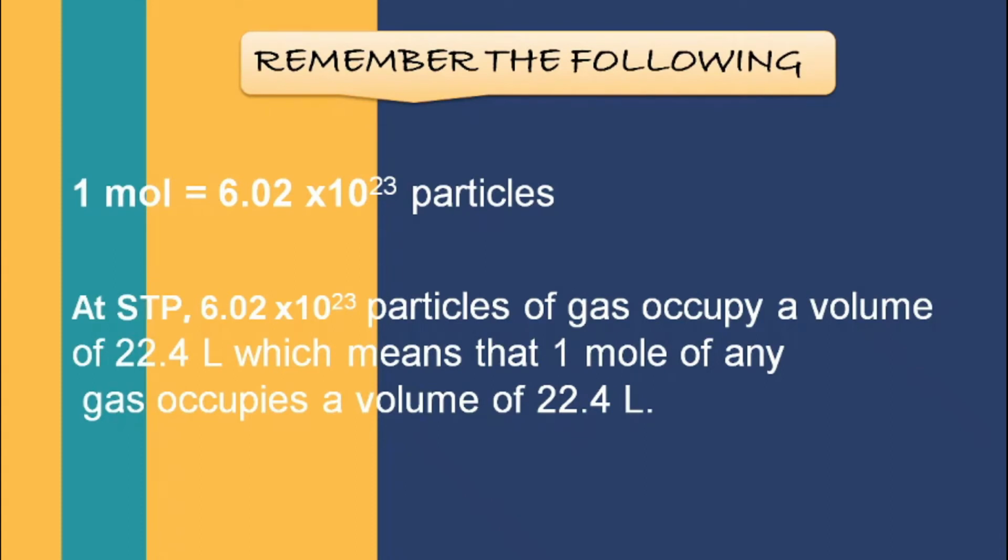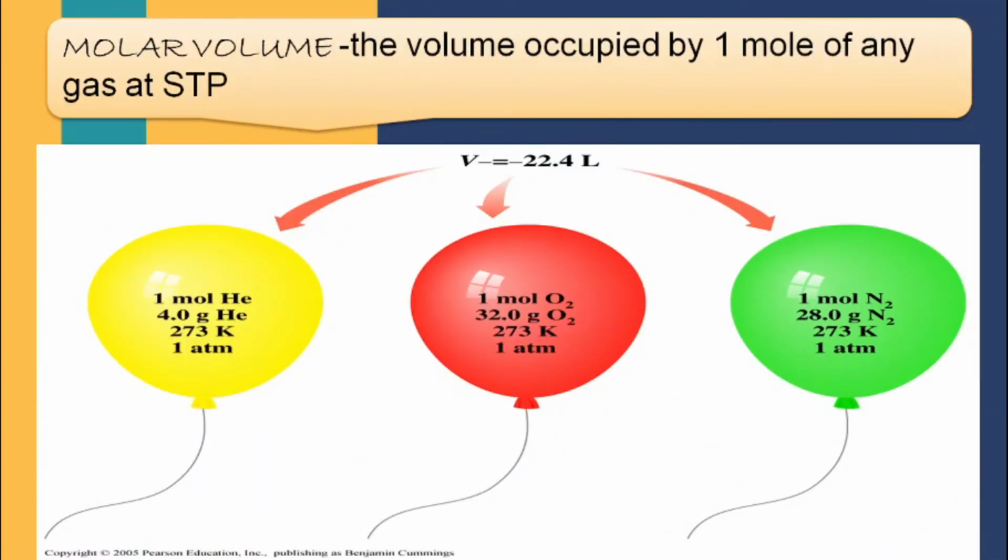Remember that 1 mole is equivalent to 6.02 times 10 to the 23rd power particles. At a standard temperature and pressure, 6.02 times 10 to the 23rd power particles of gas occupy a volume of 22.4 liters, which means that 1 mole of any gas occupies a volume of 22.4 liters. The balloons all have the same volume. This means that they all contain the same number of molecules.